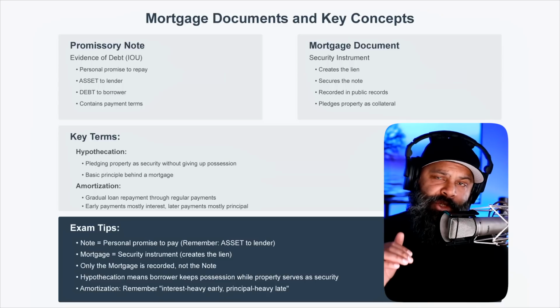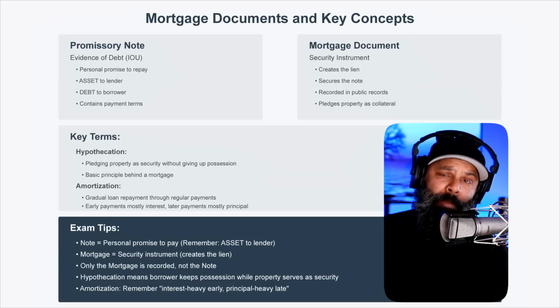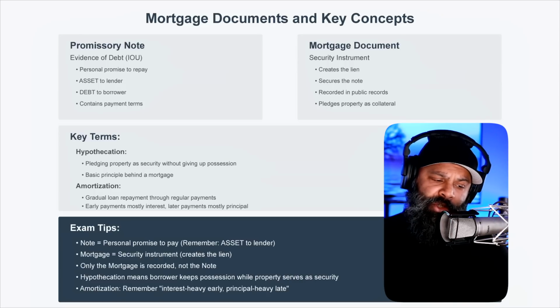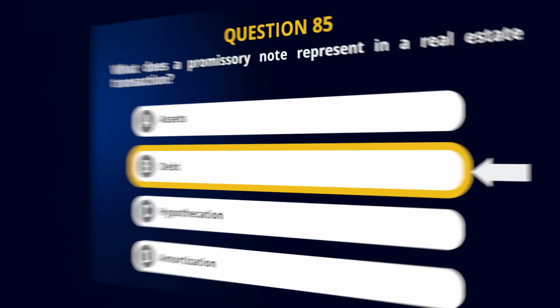And hypothecation is pledging of property as security, with the lender having recourse in the future for possible default. That's hypothecation. Amortization is another phrase. So you really want to know what the definitions of hypothecation and amortization are. Those are absolutely things that could show up like this in the answer key. But you also want to know a promissory note is a representation of debt.